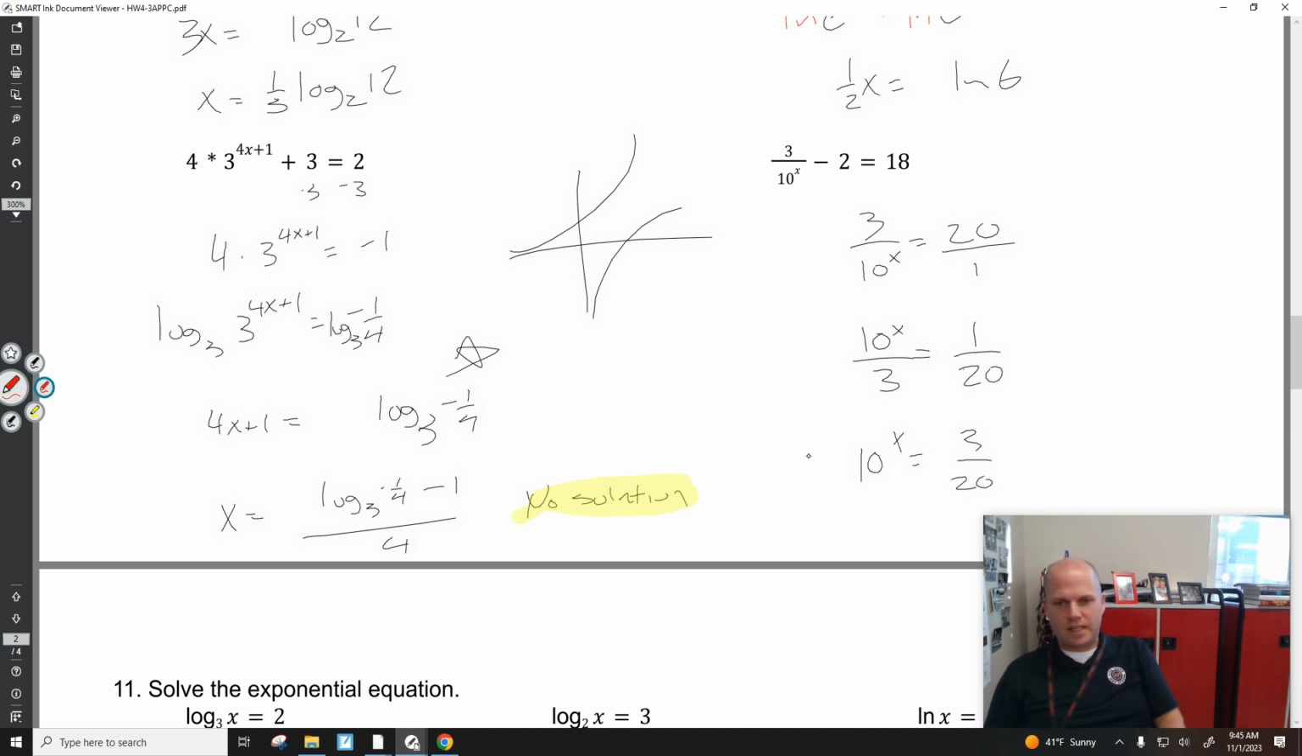Take the log base 10. Don't use log base 10. It's the same as just log because we use it so often. We don't have to rewrite it. Log base 10, just log. And this is the answer, log 3 over 20.